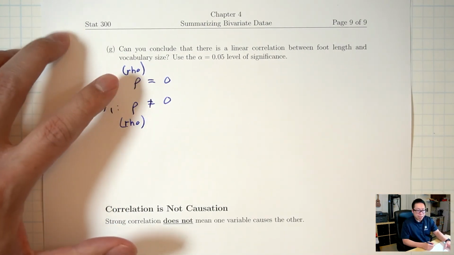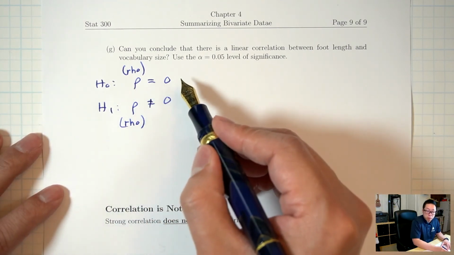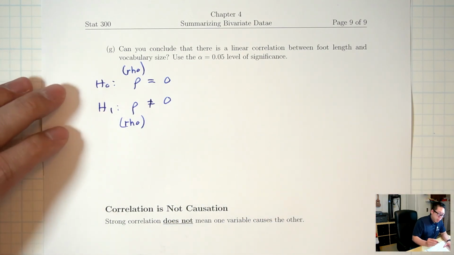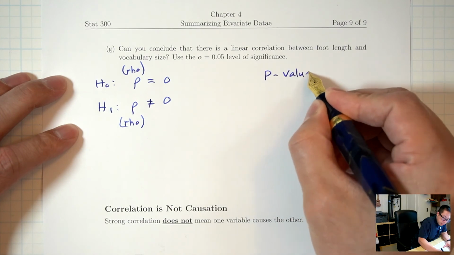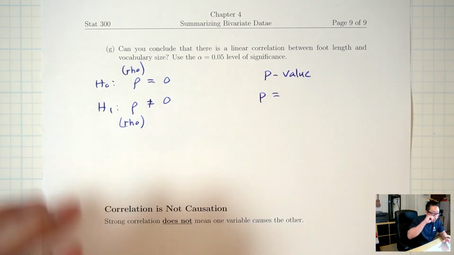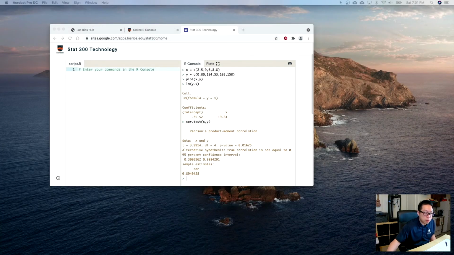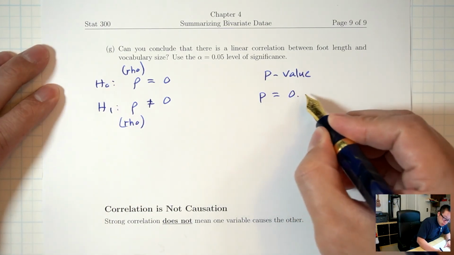Think of these rhos as r's. r equals 0 means that there's no correlation at all. r not equal to 0 means that there's some correlation. And then I'm going to ask for the p-value. The p-value we actually already have from when we did the cor.test. If we go back to R, it says the p-value is 0.016.